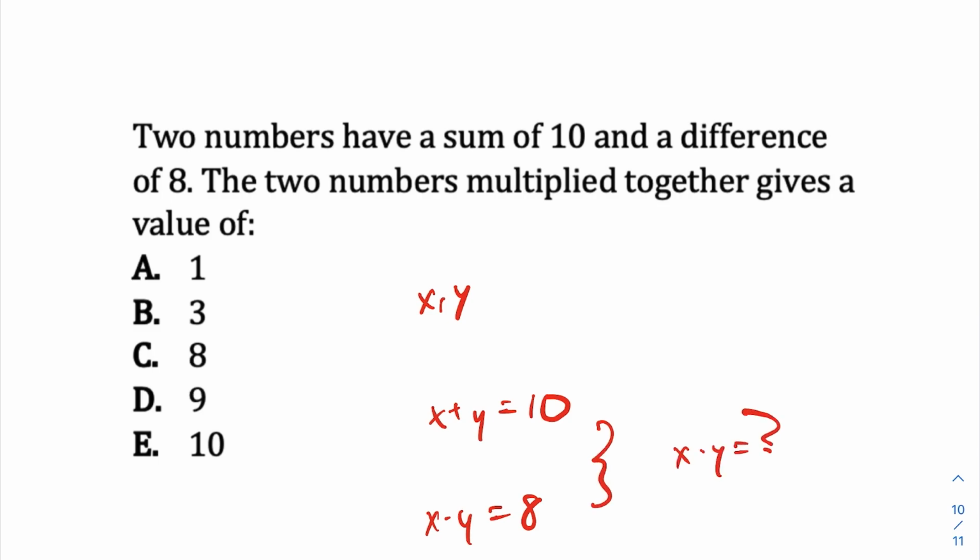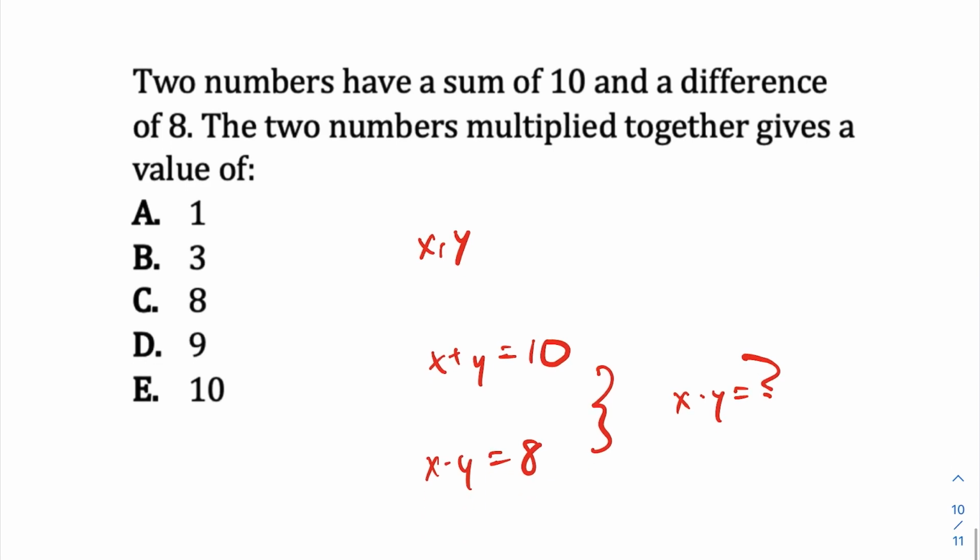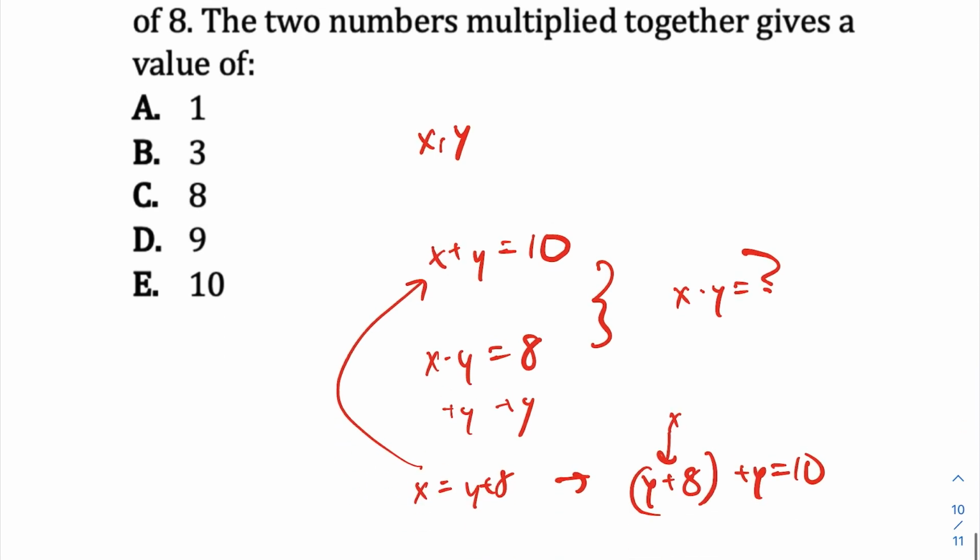So first we need to obviously find x and y. Let's do that by turning this into a system of linear equations. So I'm going to solve this for x. x equals y plus 8. And then I'll plug this x into here. So y plus 8, right? This is originally x, plus y equals 10. So 2y plus 8 equals 10. Minus 8, minus 8. I get 2y equals 2. That means y equals 1.